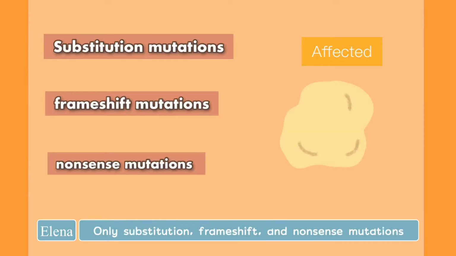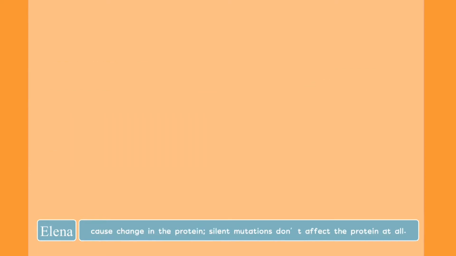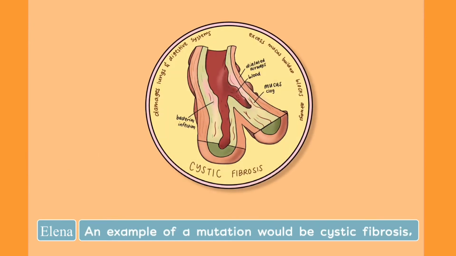Only substitution, frameshift, and nonsense mutations cause change in the protein. Silent mutations don't affect the protein at all. Substitution, nonsense, and silent mutations don't shift the DNA sequence while frameshift mutations do.